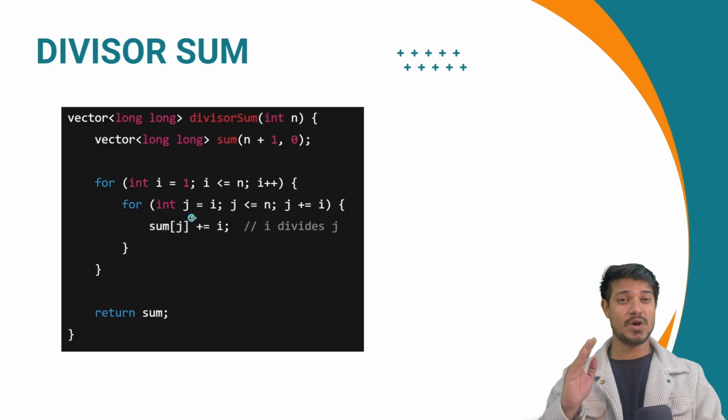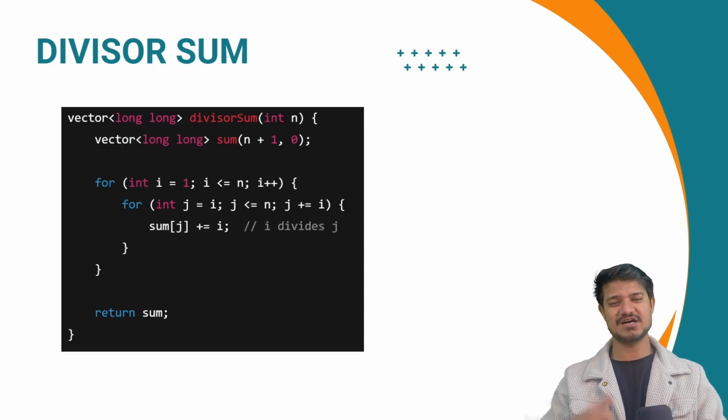Now from there, you are going to go to all of their multiples, like we were doing in the last example. So j is equal to i, j less than or equal to n, j plus equals i. I'm going through all of the multiples of i.